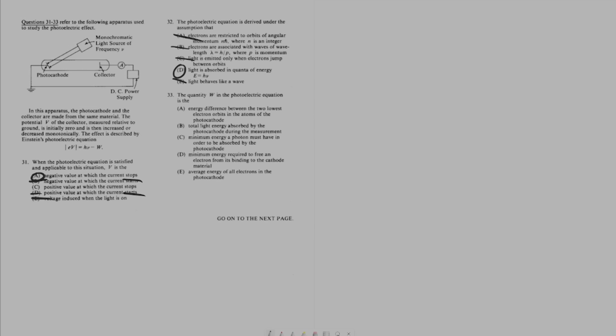All right, the next question's pretty simple. The quantity W in the photoelectric equation is, we actually already talked about it, the minimum energy, the work required to free an electron from the surface. So D is the answer.